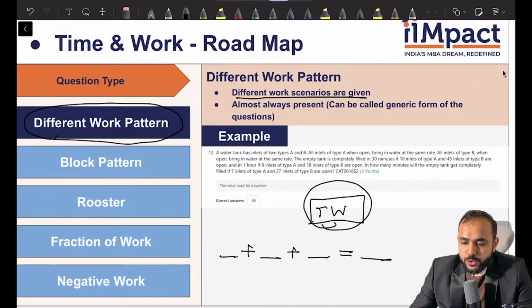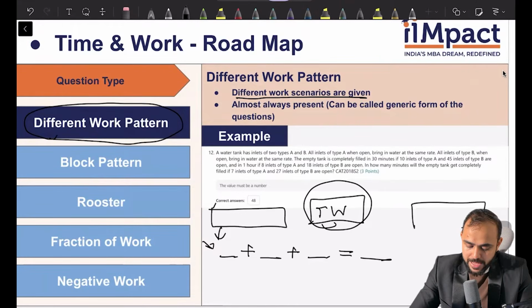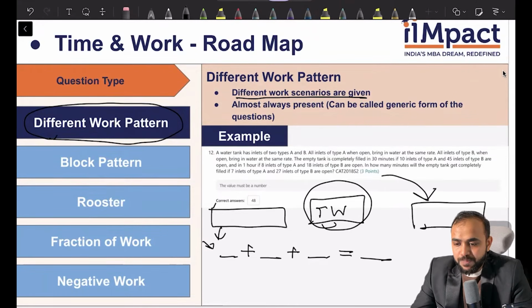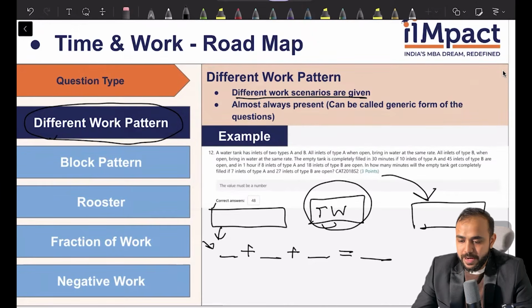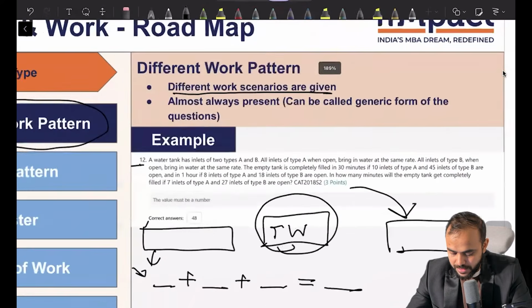Now, if they want you to get some information to put in this particular equation, they will have to define a scenario for you. One scenario to give you the inputs and the other scenario to calculate the output. And this is what I mean by different work patterns. So if you look at this scenario in the example that we have in front of us, let me zoom in a little bit.